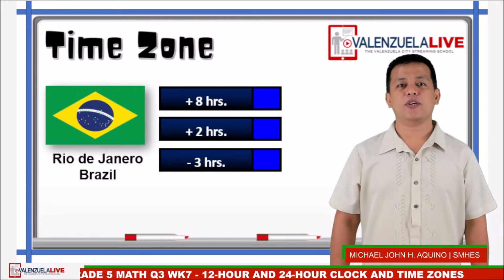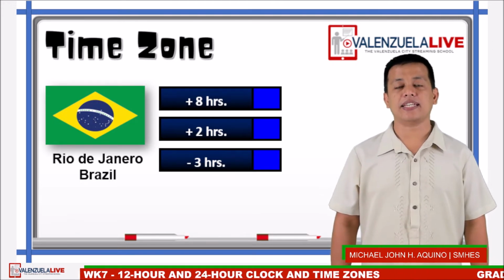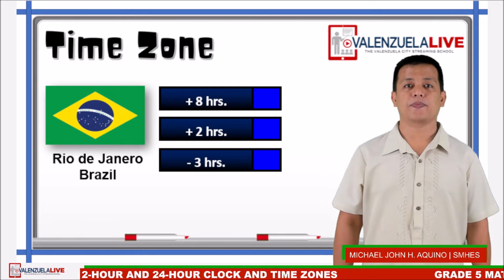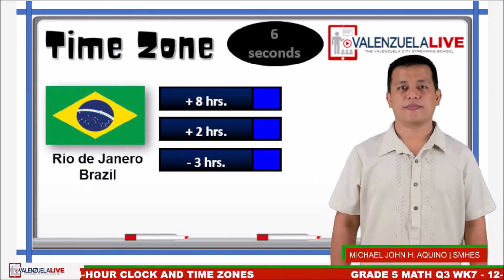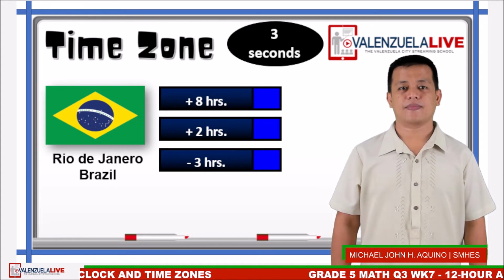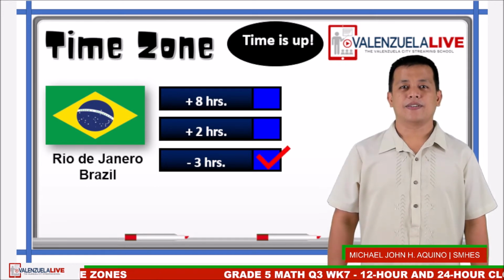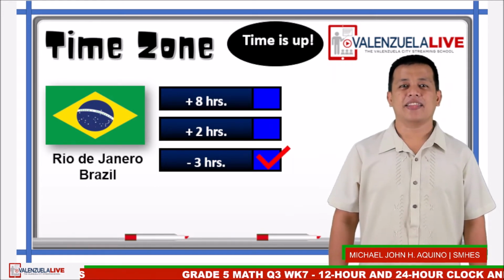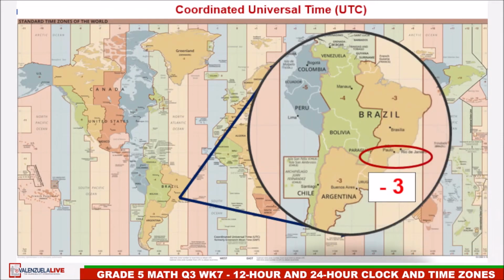Next, we have Rio de Janeiro, Brazil. What do you think is the answer? Timer starts now. Okay, correct. The answer is negative 3 hours. Next. Here is Brazil. As you can see, the time zone of Rio de Janeiro, Brazil is negative 3.